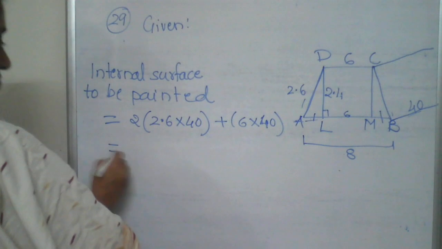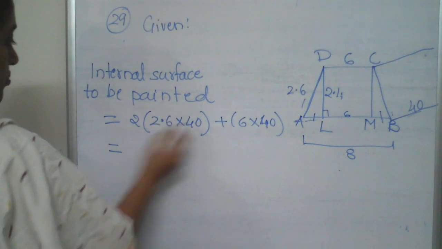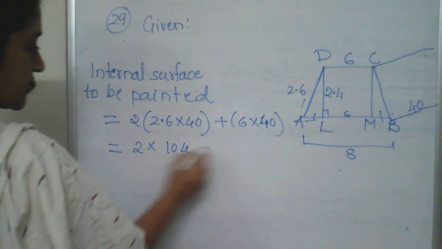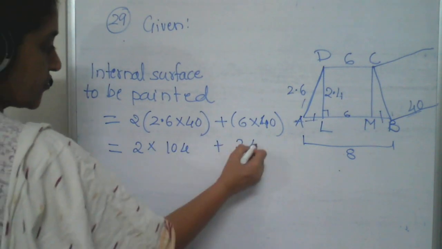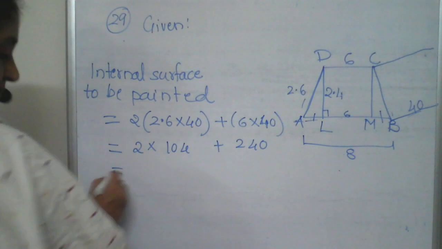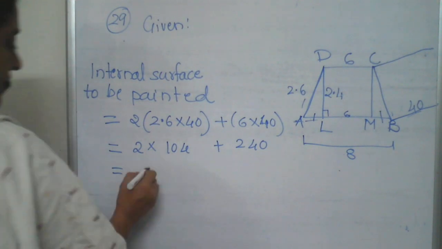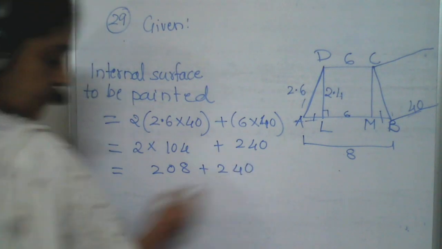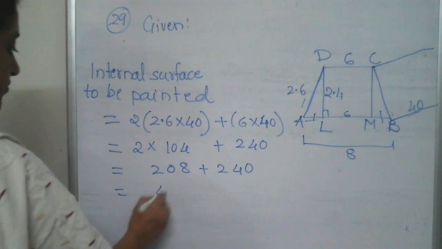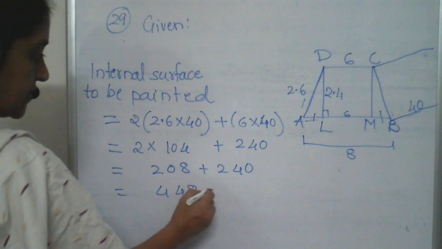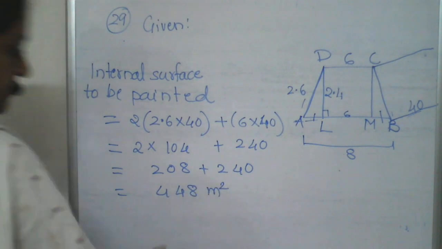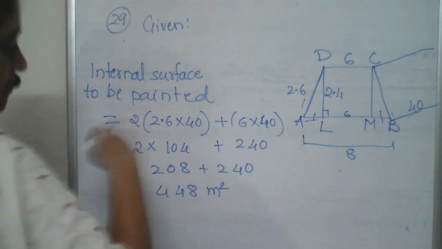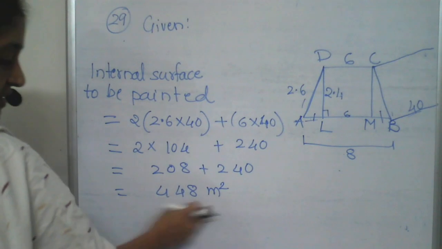Okay, so when you multiply this, what do you get? 2.6 into 40 is 104, times 2 is 208, plus 240. So multiply and add it. This is going to be 208 plus 240 is equal to 448 meter square. This is 2 walls and this is the top. So addition of the areas will give me this much.